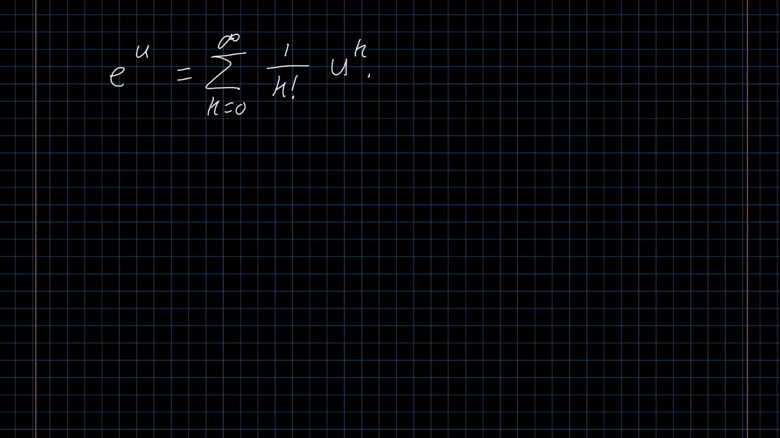There are a couple of functions whose power series representations you should be familiar with already. The function e raised to the u power is the sum, k goes from 0 to infinity, of one over k factorial times u to the k power. If you have just x or just t, that's easy. If you have something more involved, it's still not that bad.